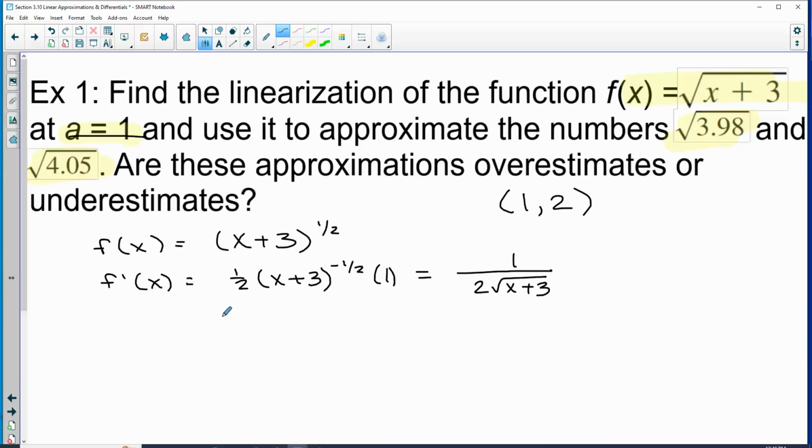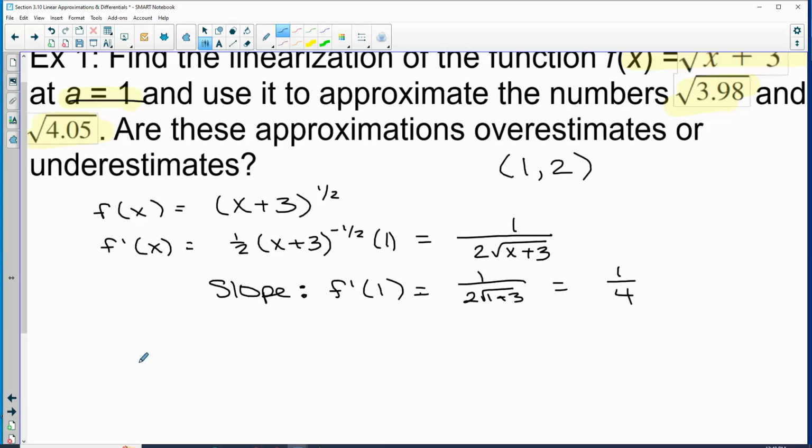So to get my slope, that is f prime of 1. So if I plug a 1 in, I get 1/2. No, 1/4. That 2 didn't get carried down. So our slope is 1/4. So now I have a point and I have a slope, so we can write the equation of a line.